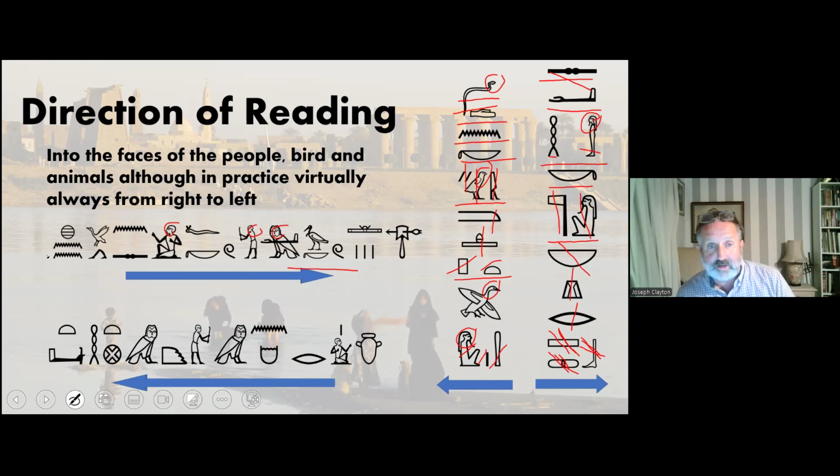Also, direction of reading. Told you this loads of times before, but 99% of the time hieroglyphs read from right to left. The only time they read from left to right is when the things on either side of a doorway or on either side of a coffin, or things which need to be symmetrical. So, yeah.